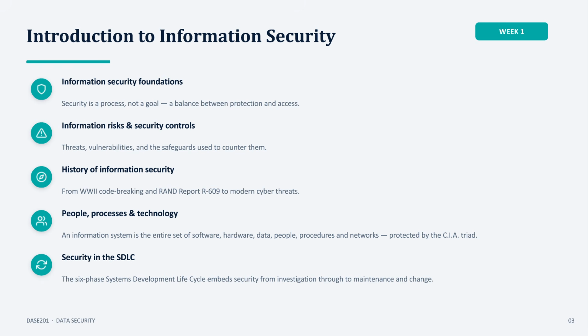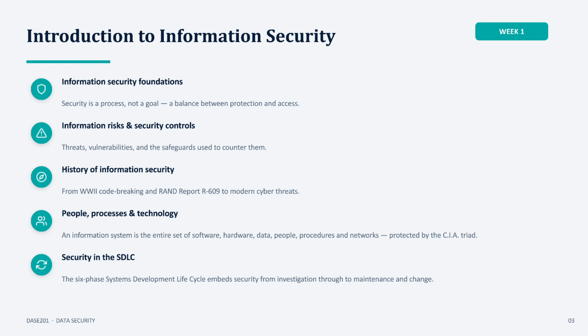In week 1, I learned about the basic concept of information security. One thing I learned is that security is not something we achieve once and then forget about. It is an ongoing process. Organizations always need to find a balance between protecting information and allowing people to access the information they need. We also learned about risks and security controls. A risk is something that could cause harm or loss. A security control is something that we use to manage that risk.